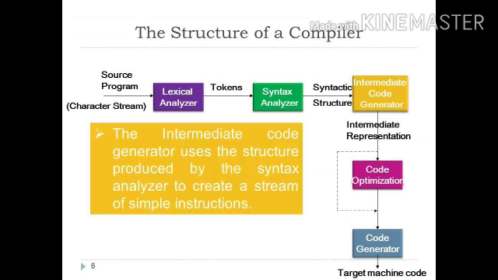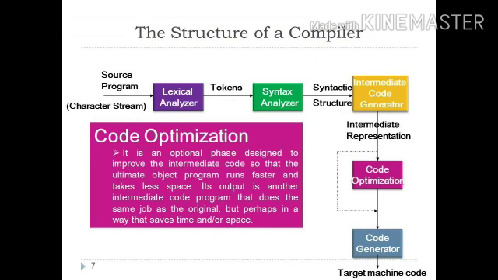The third phase is the intermediate code generator. In this phase, the intermediate code generator uses the structure produced by the syntax analyzer to create a stream of simple instructions. The fourth phase is code optimization. It is an optional phase designed to improve the intermediate code so that the ultimate object program runs faster and takes less space. Its output is another intermediate code program that does the same job as the original, but perhaps in a way that saves time and or space.